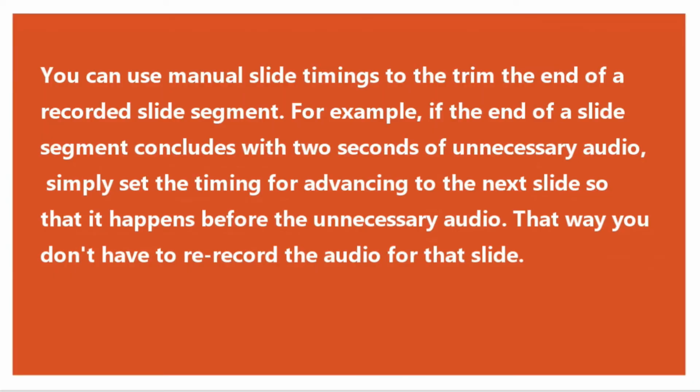You can use manual slide timings to trim the end of the recorded slide segment. For example, if the end of a slide segment concludes with 2 seconds of unnecessary audio, simply set the timing for advancing to the next slide so that it happens before the unnecessary audio. That way, you don't have to re-record the audio for that slide.